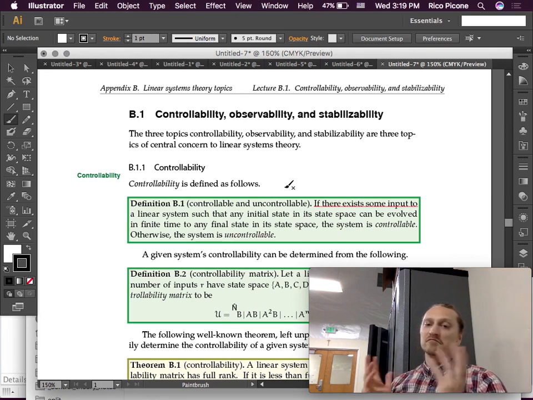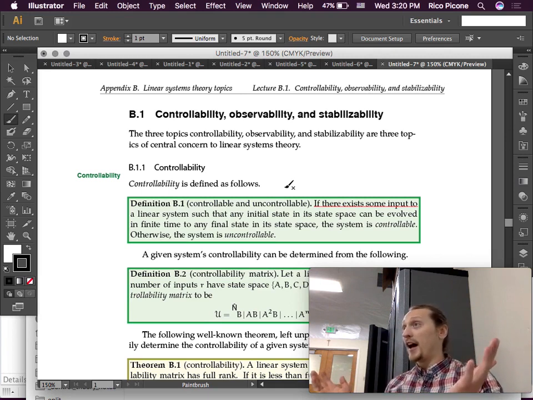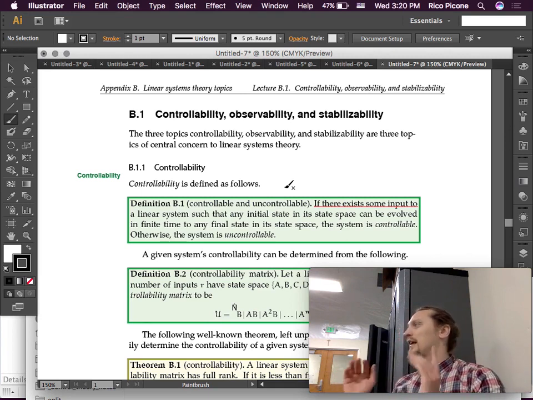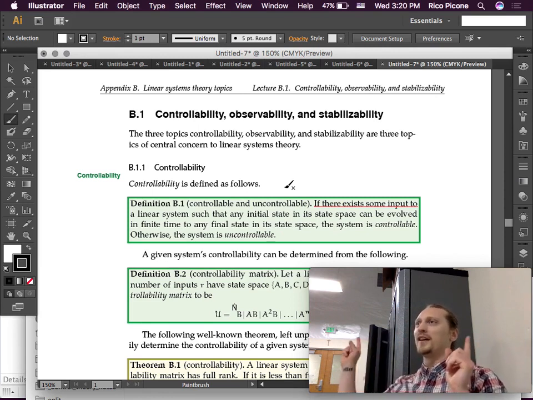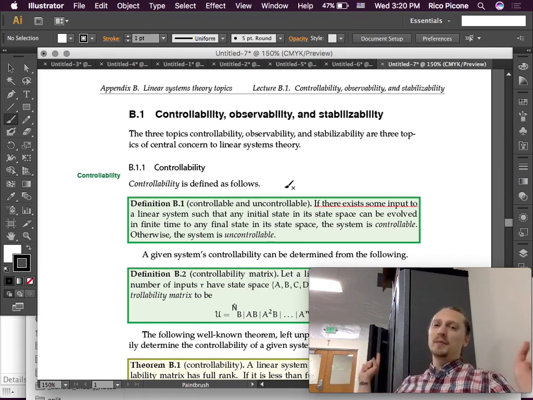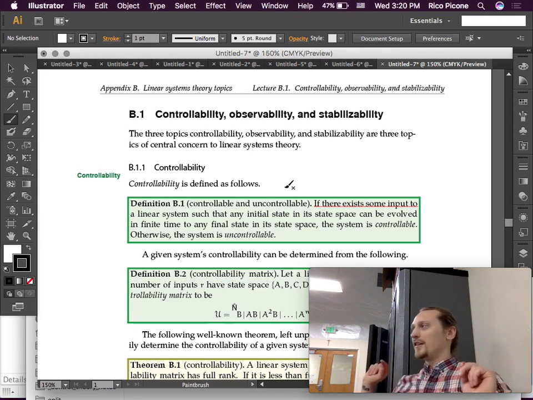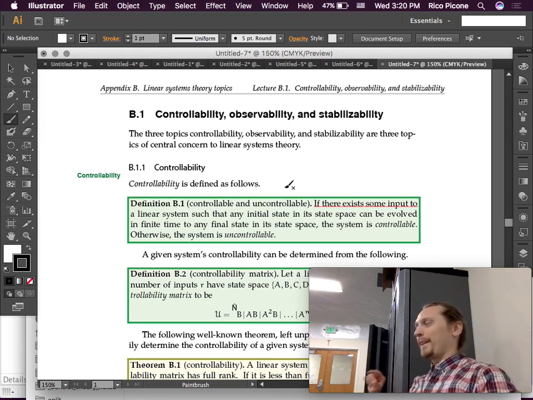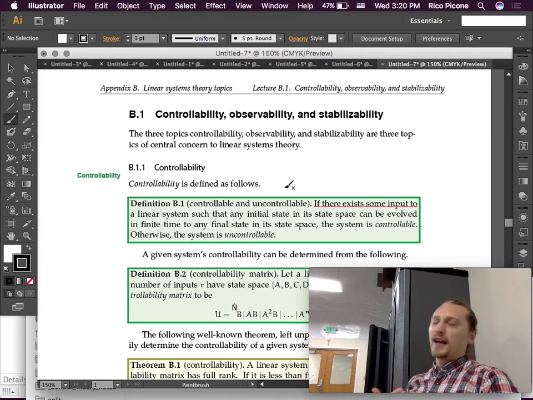Otherwise, the system is uncontrollable. So if you could start at any state and evolve it in finite time, it could take a long time. But as long as you can get it from point A to point B in space, you can't pick two that you can't do that for. So you can always get from one to another in finite time, then you're controllable. If you can't do that, then it's uncontrollable.